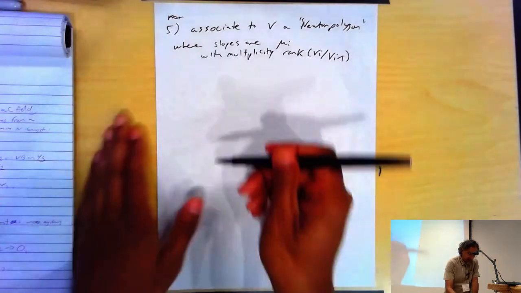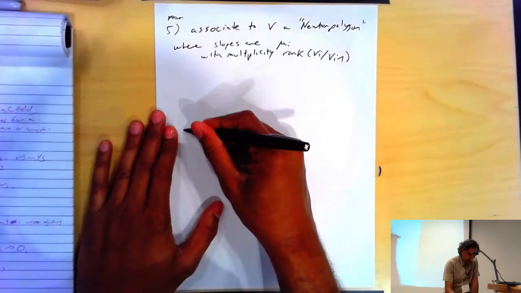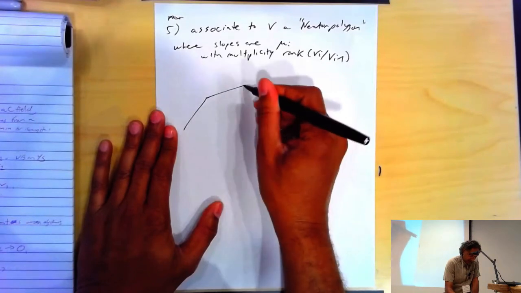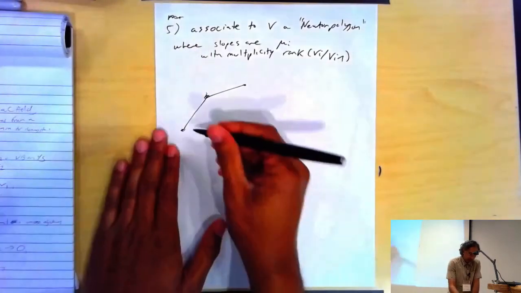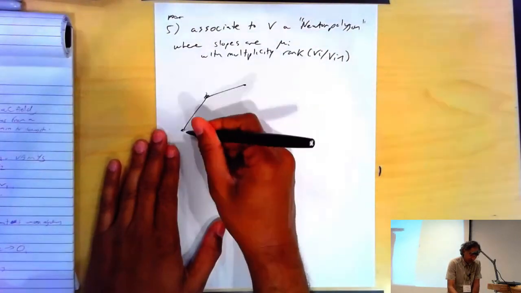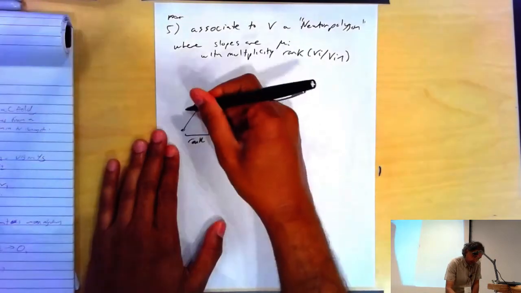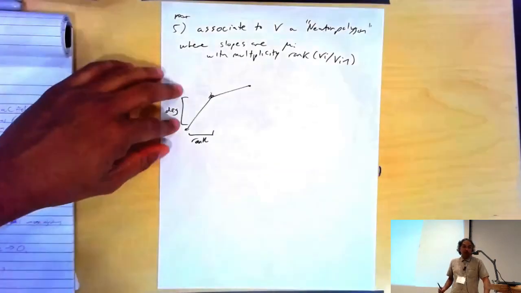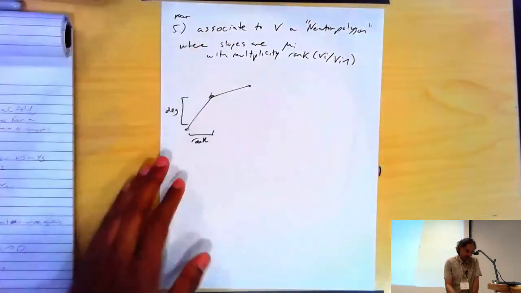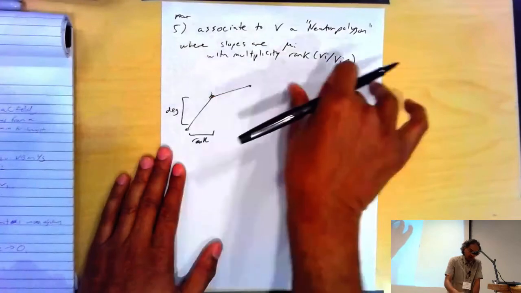So in the notes, I'm drawing Newton polygons concave down. So I would start with the biggest slope. The slope of this line would be some slope, and the horizontal displacement would be some rank. Of course the vertical part would be a degree. So the slope is slope. And so I start with V1 and then V2 over V1 and so on.